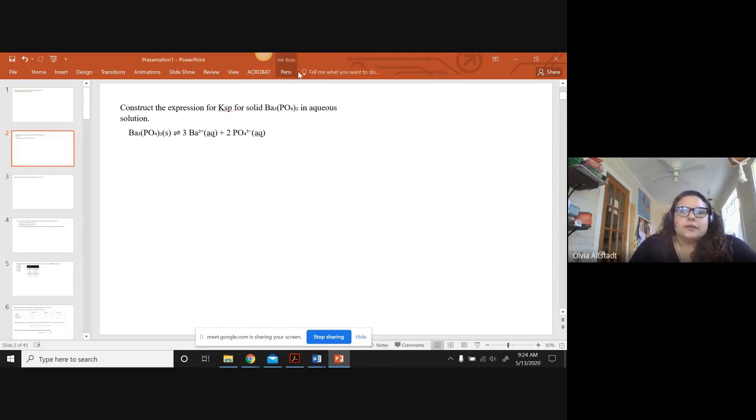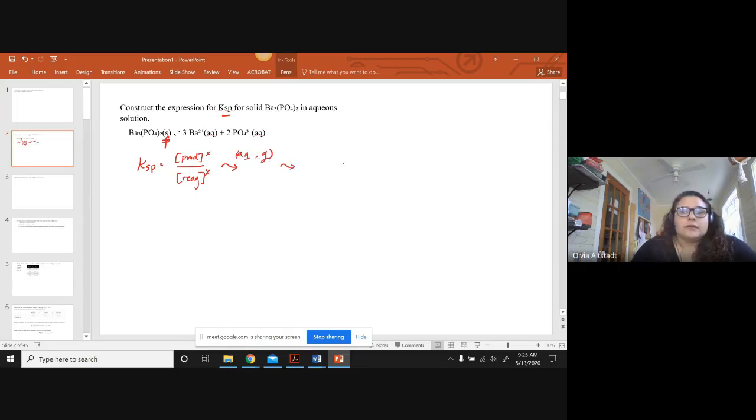So here it's talking about constructing the expression for KSP. KSP is an equilibrium constant expression. And remember that this is the problem, right? You don't include solids in KSP expressions. So when I'm writing my KSP expression, it's the concentration of products over the concentration of reagents raised to the power of coefficients. But in this case, you only include aqueous species and gases, right?